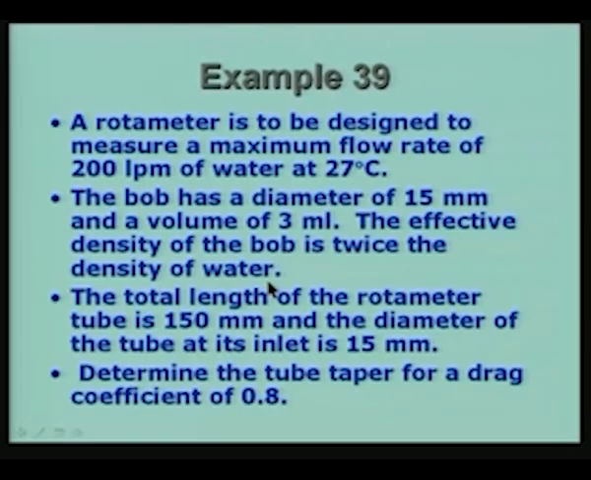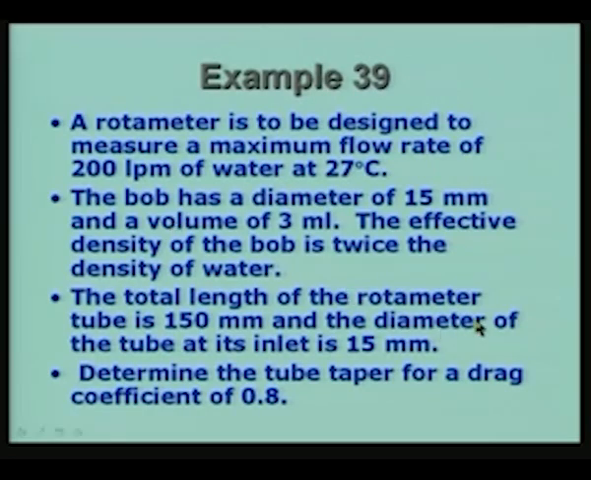As I said just now, if we take the density equal to twice the density of the fluid, then density will not come into the picture. The total length of the rotameter tube is 150 millimeters, that means the maximum possible value of Y is 150 mm, and this must correspond to the 200 liters per minute. Y equal to 0 will correspond to zero flow. When there is no flow, the bob will be at the bottom at its datum level, and when the full volume flow rate is there, it will go to the 150 millimeter level. That is the maximum level possible in this particular case.